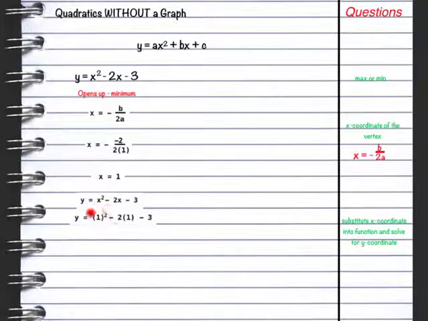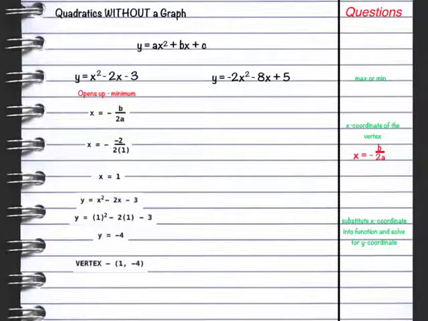And once again, simplify, use your calculator. Make sure you're using parentheses when you plug in values. And so I get y equals negative 4. So the vertex of this parabola is (1, negative 4), based on getting the x value and the y value.